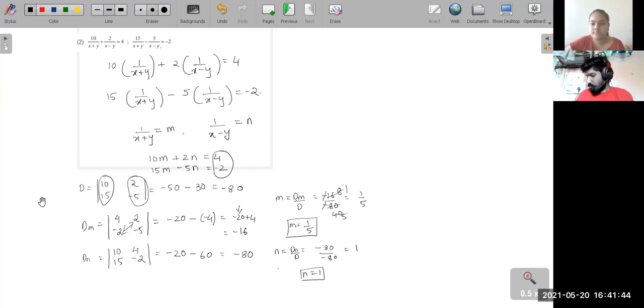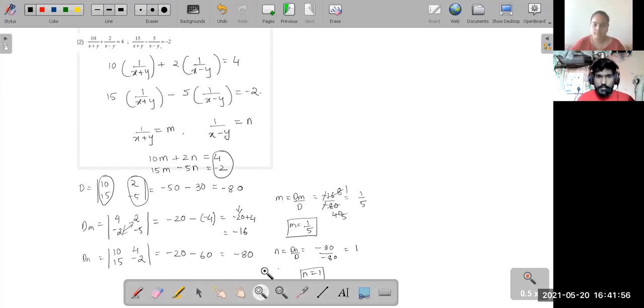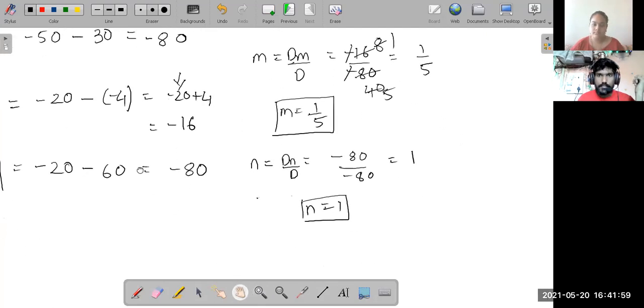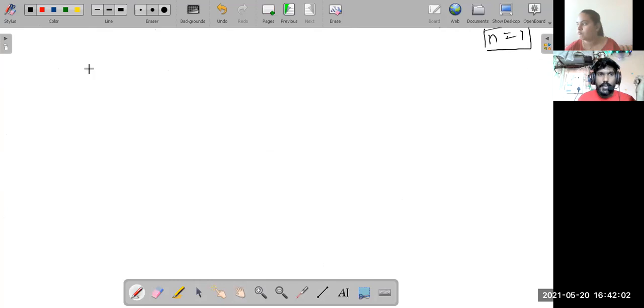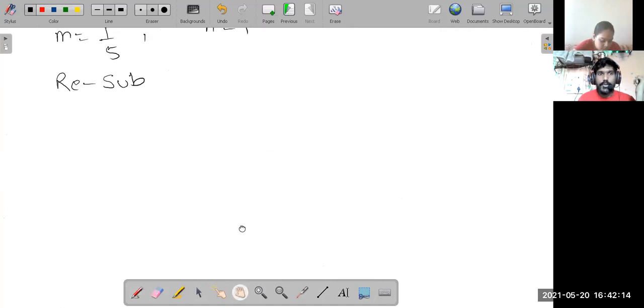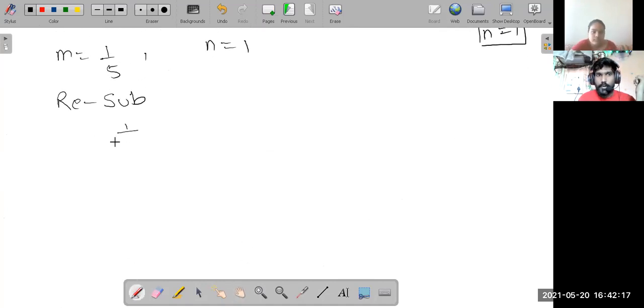Yeah, done. Okay, so we'll continue. So m is 1 by 5 and n we got as 1. Now we have to do the step that is called resubstitution. So what did we substitute initially? We substituted 1 upon x plus y is equal to m, and 1 upon x minus y is equal to n.